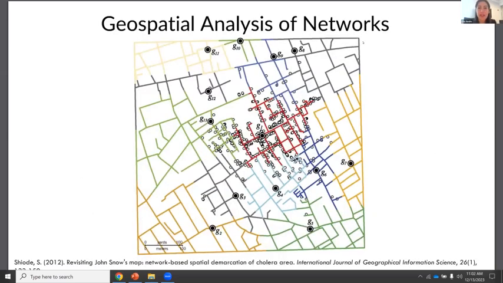So, the geospatial analysis of networks. A lot of times when geographers see networks, we're used to seeing infrastructure or road networks. I really like this one because it's John Snow's cholera map, but instead of just assuming people went Euclidean distance to the pumps, this one incorporates the road network and uses a Voronoi polygon approach to find where the nearest pump is on the road network.